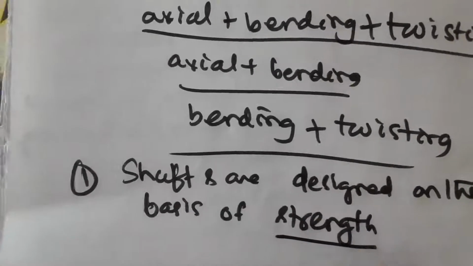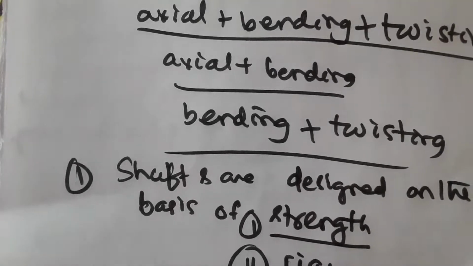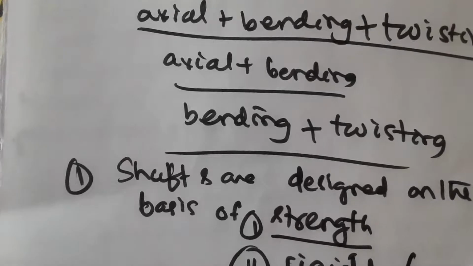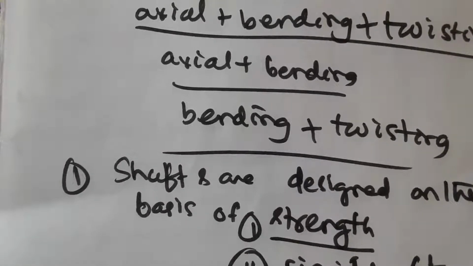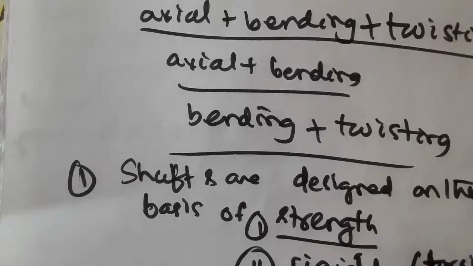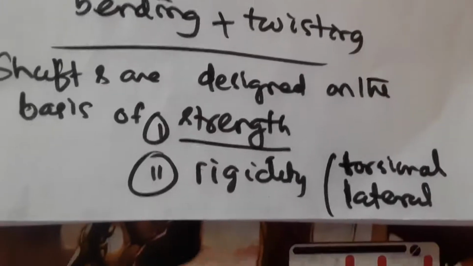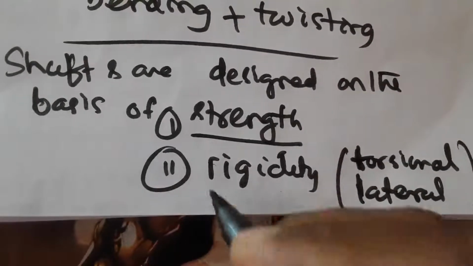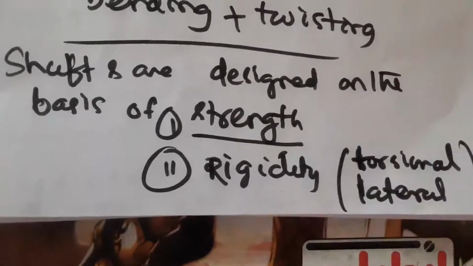the strength of the shaft. That is one. Second is based on the rigidity. Rigidity, you have two types: one is torsional rigidity, and the other is lateral rigidity, that is lateral deflection.